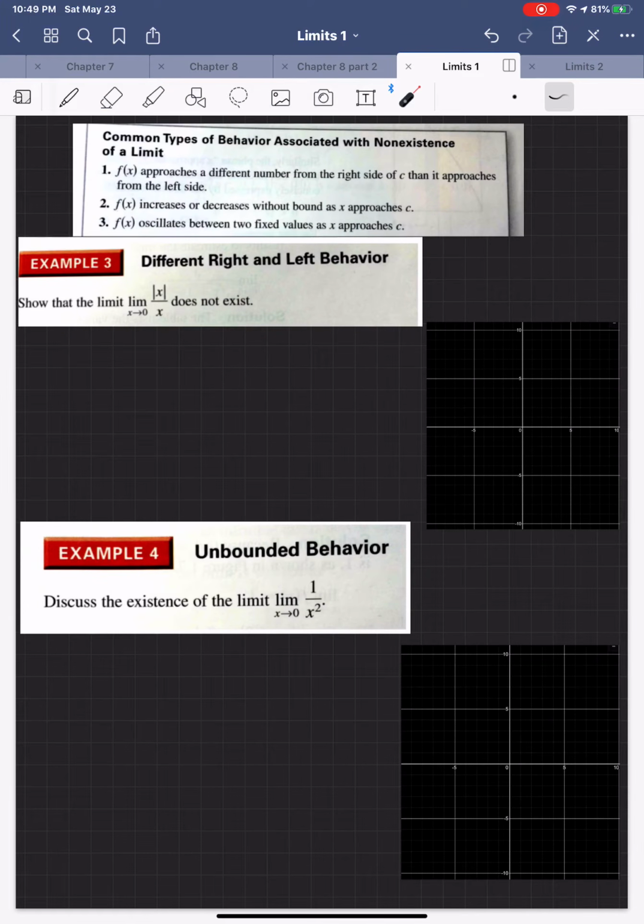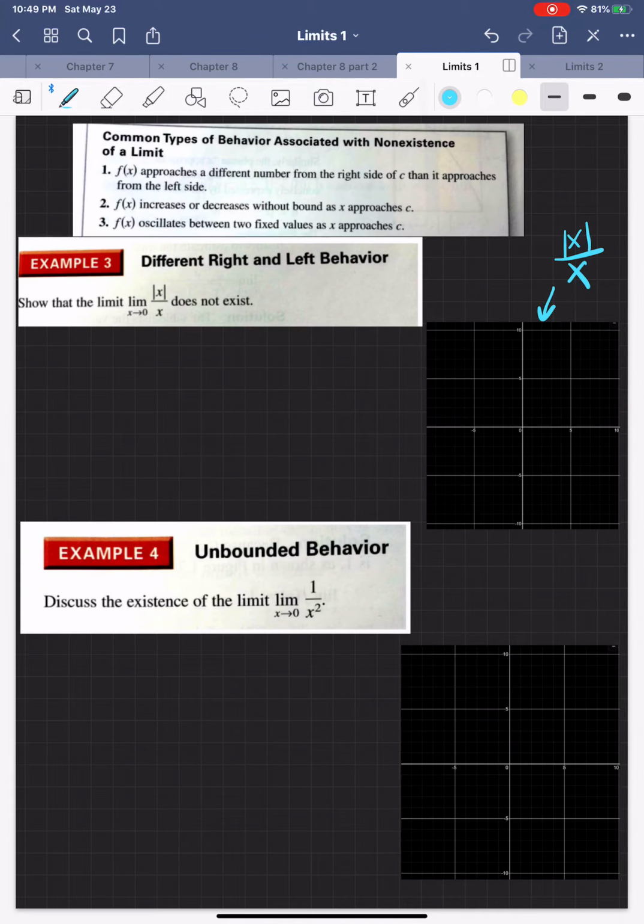So here is one way limits fail to exist. Let's start there. If your function approaches different numbers from the right side of c than it approaches from the left side of c. So here's an example. If you were to graph the absolute value of x over x, right? This is the graph of the absolute value of x over x. It would look like this.